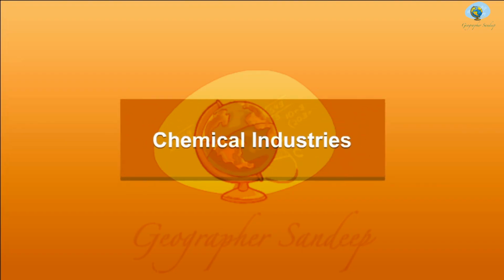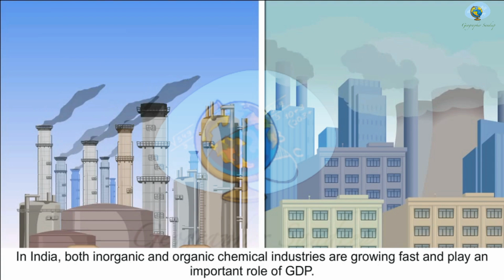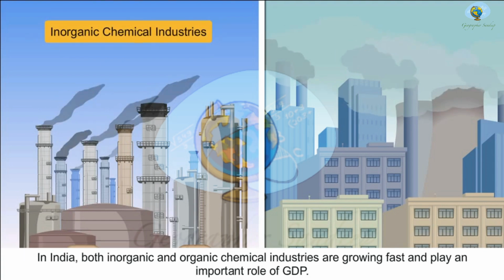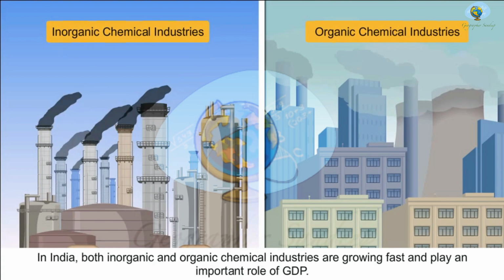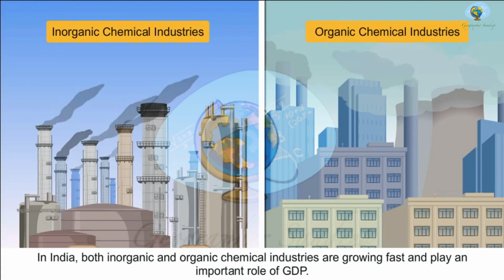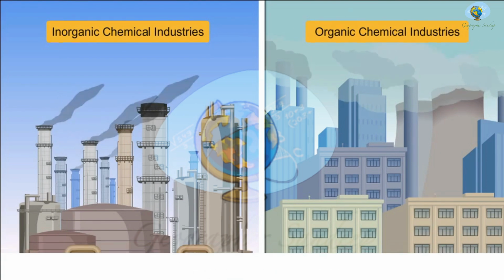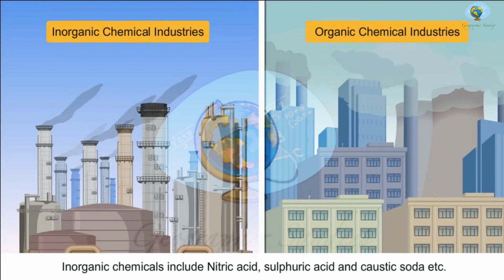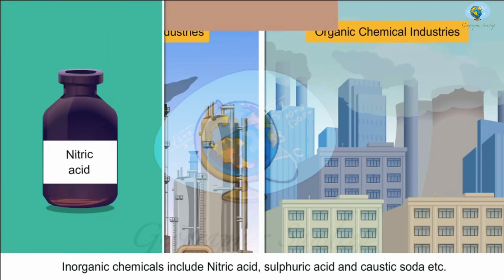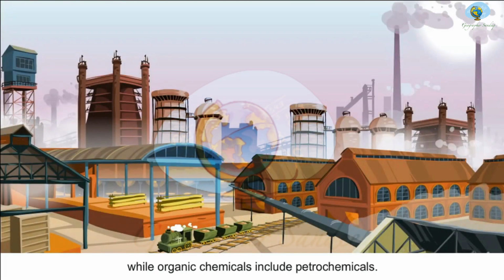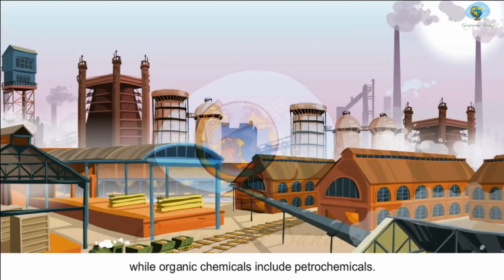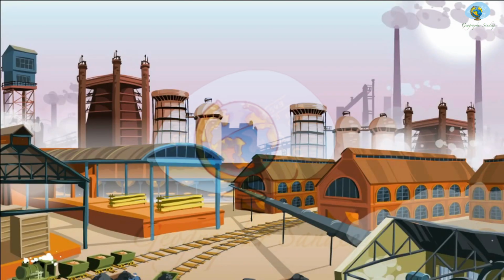Chemical industries. In India, both inorganic and organic chemical industries are growing fast and play an important role in GDP. Inorganic chemicals include nitric acid, sulfuric acid, and caustic soda, etc., while organic chemicals include petrochemicals.